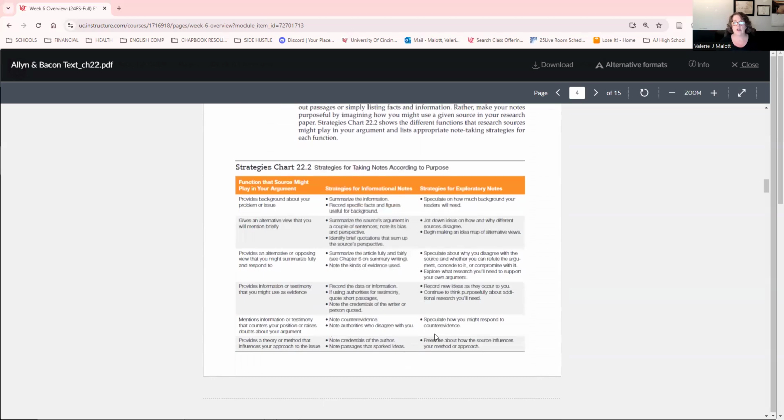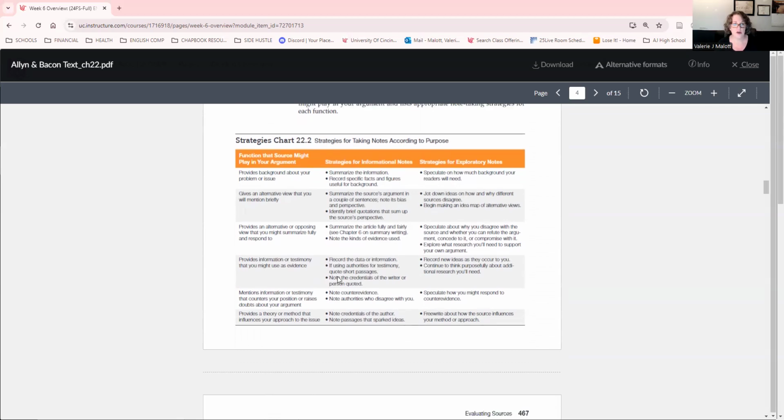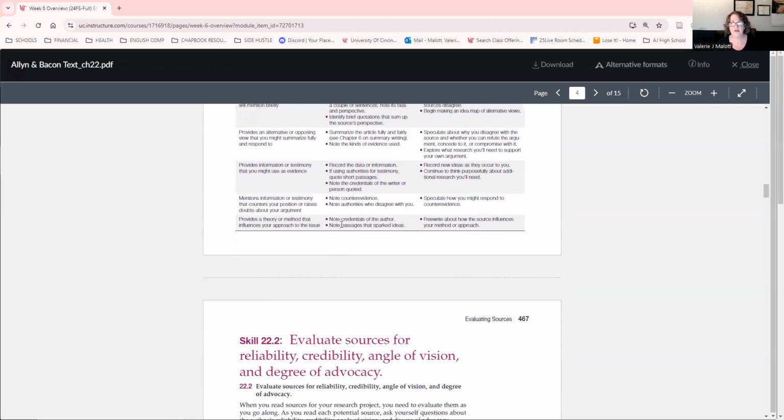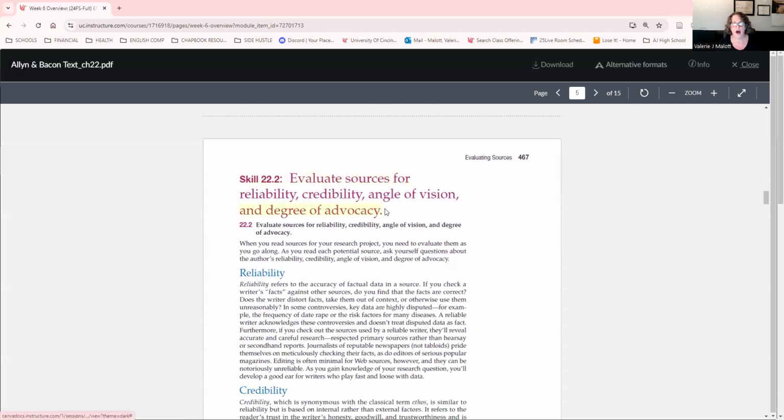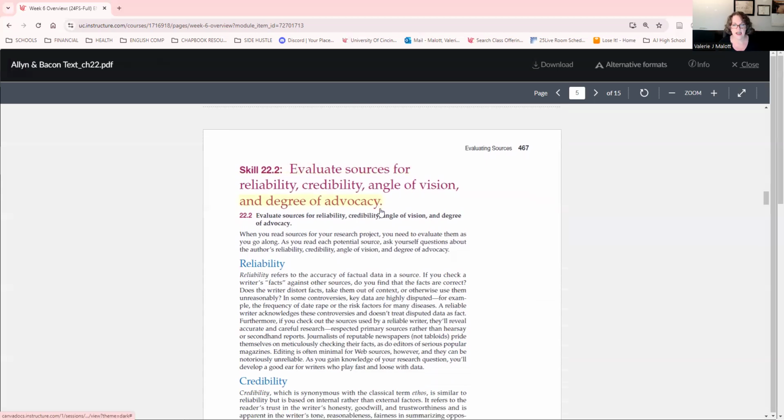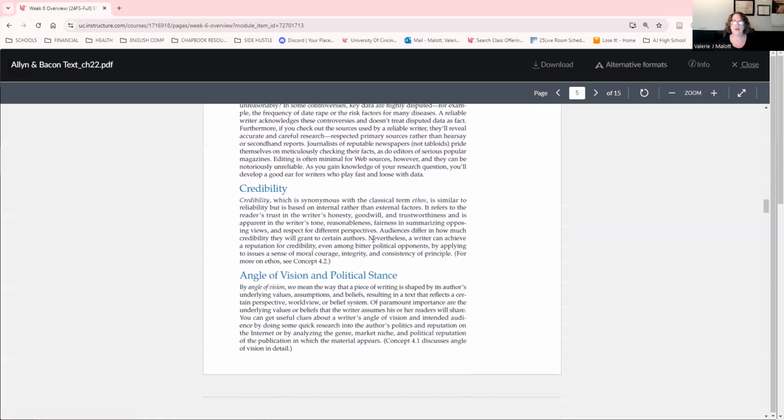In the next reading, there's actually a very helpful chart to make sure that you aren't accidentally plagiarizing when you are doing your research. So these charts I find to be very helpful, since they kind of summarize the information that is provided in the paragraphs in a more easily accessible form. Evaluate sources for credibility, reliability, angle of vision, the degree of advocacy, so on and so forth. So this is kind of relating to what we call a CRAAP test.